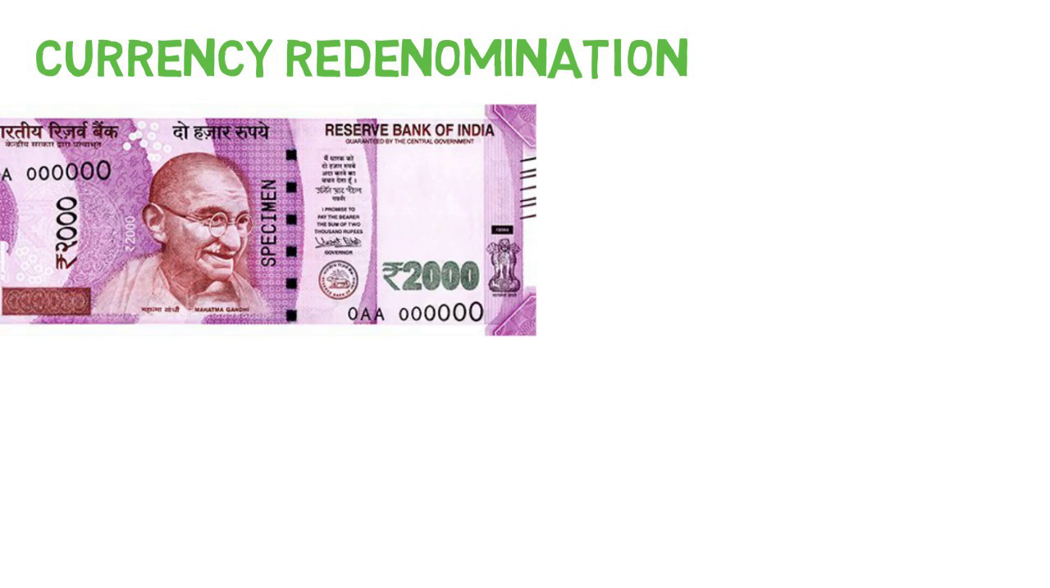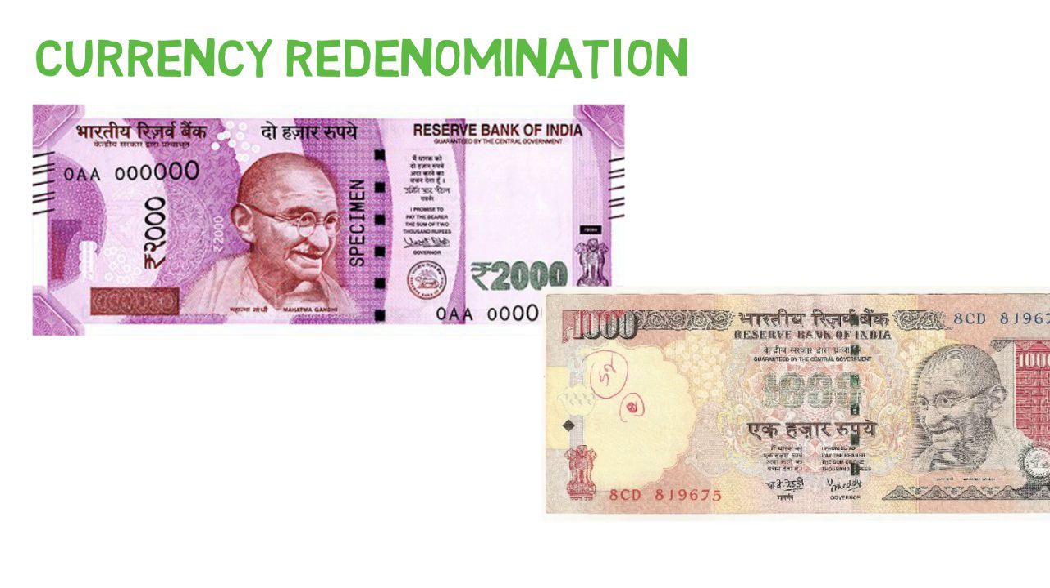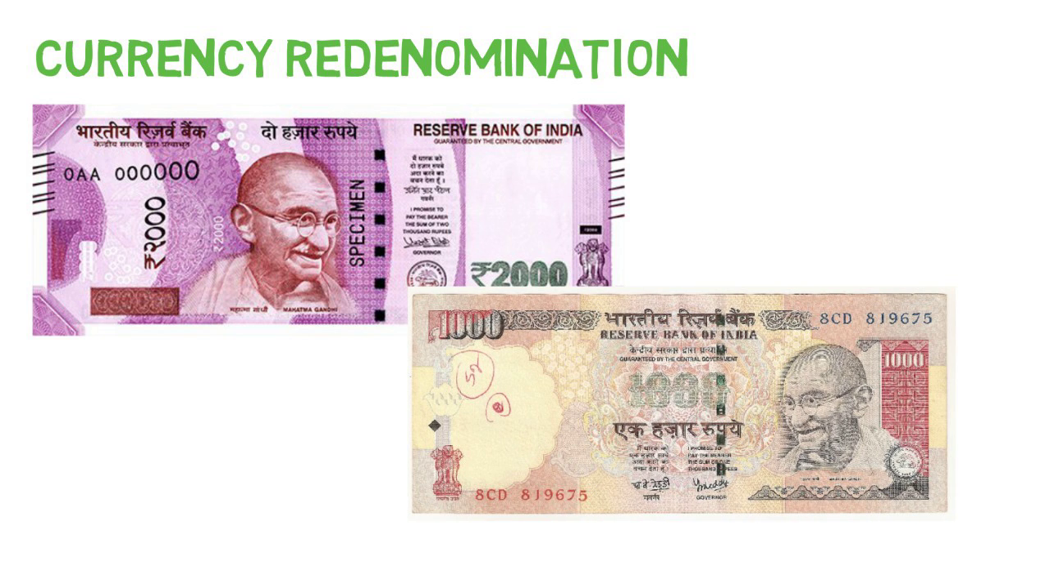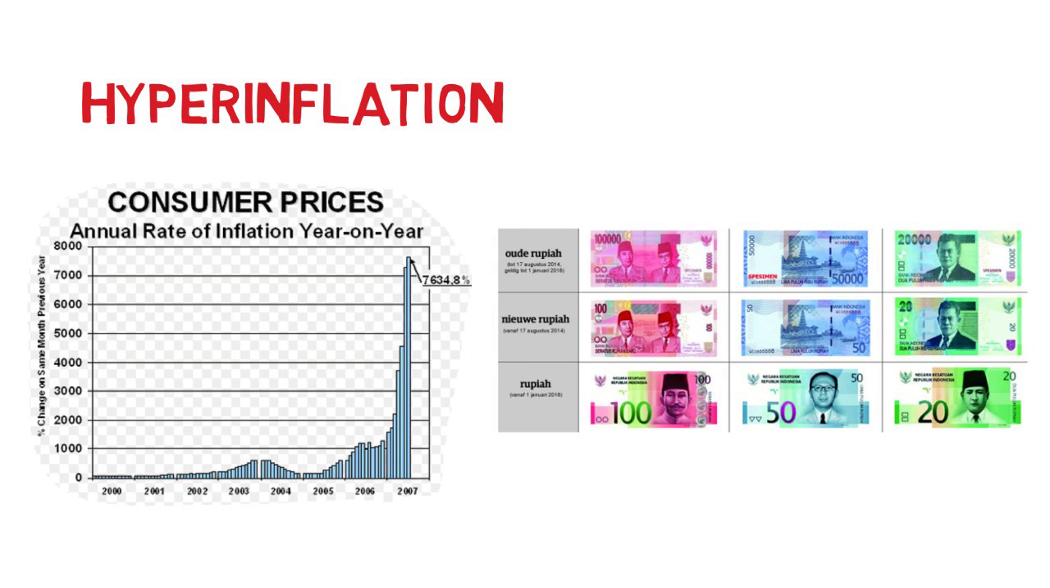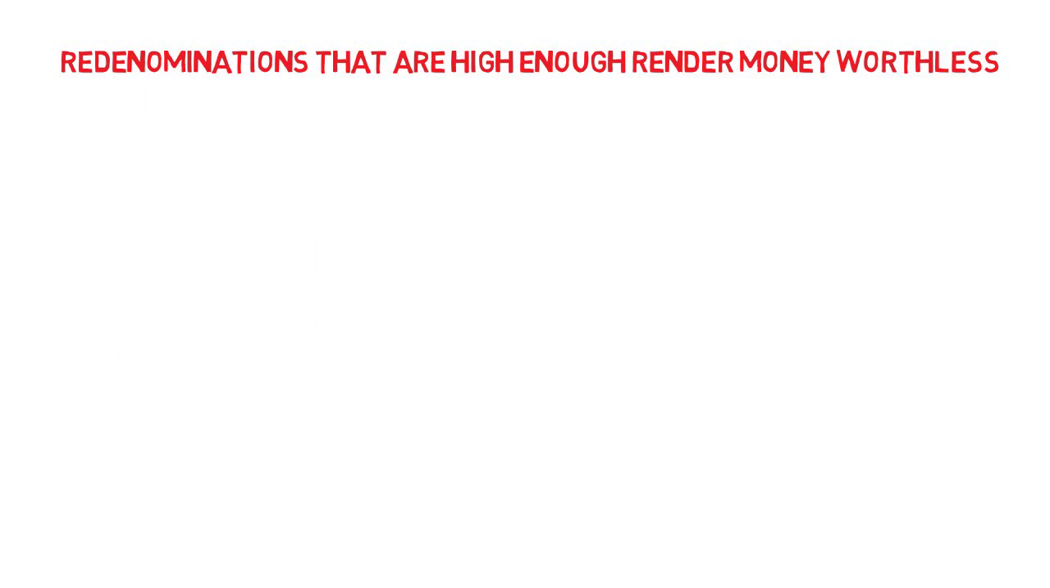Number 5, currency redenomination. This occurs when a new unit of currency replaces an old unit. In other words, altering the face value of a currency without changing its foreign exchange rate is a redenomination. Hyperinflation is frequently the cause of redenomination. A new unit replaces a fixed number of old units. These numbers can be as high as 10, 100, 1,000 or more of the old units for one new unit. Redenominations that are high enough render money worthless.